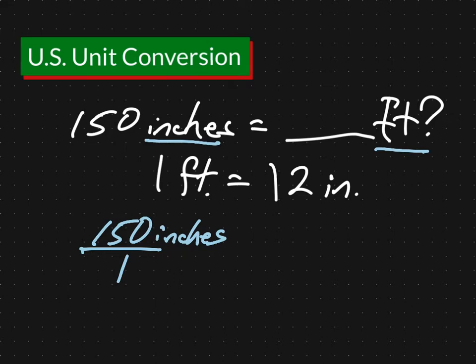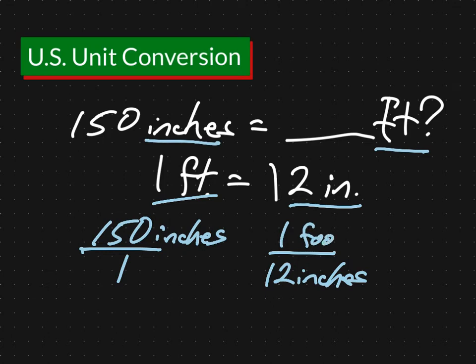Then I'm going to write the conversion factor as a fraction. And in this case, the conversion factor is 1 foot is equal to 12 inches. But how do you know which one goes on top? Well, if we look at the units for the quantity we already have, we can see that our units are inches. So we're going to put those units on the bottom. So we're going to have 12 inches. And 1 foot is going to go on top.